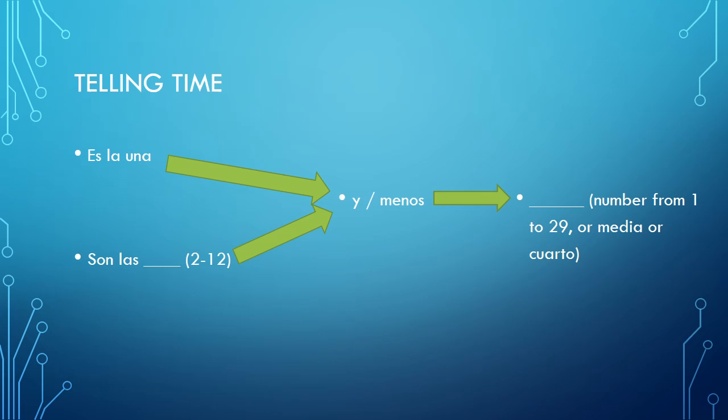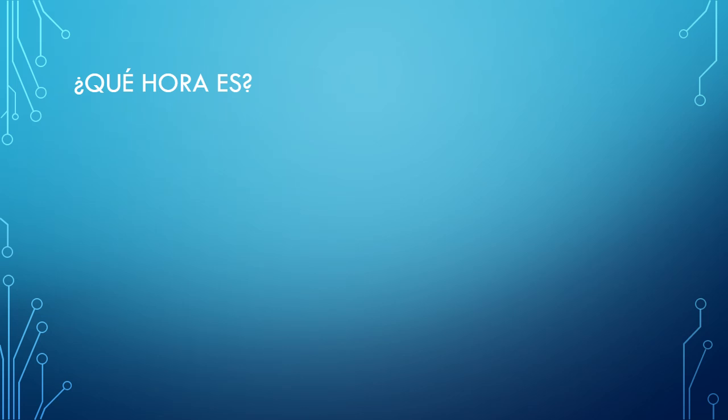You're going to choose from es la una, or son las, and then a number from 2 to 12. And then if it's not directly on the hour, you're going to use y or menos, and you're going to fill it in with the number. So let's do some practice. I'll ask you, ¿qué hora es? What time is it? ¿Qué hora es?